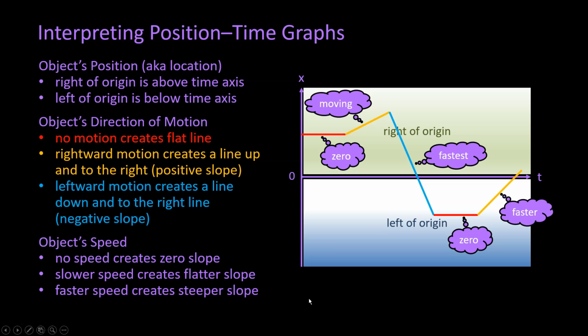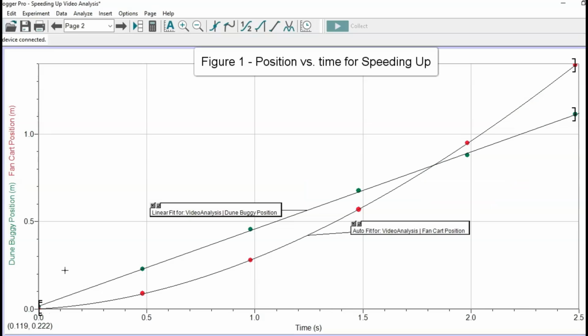Now that we've learned the fundamentals of creating and interpreting position time graphs, let's look at some of the differences between constant velocity and accelerated motion. Here is the position time graph for the dune buggy and the fan cart that we saw in the first podcast. This is the first segment when the fan cart was speeding up. The dune buggy is in green dots and the fan cart is in red dots.